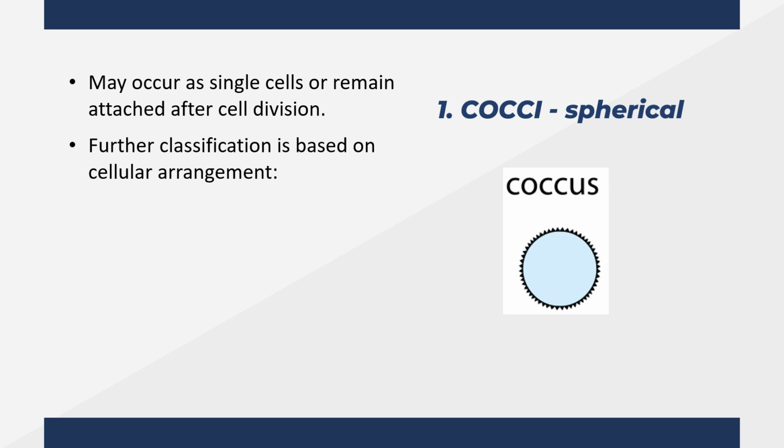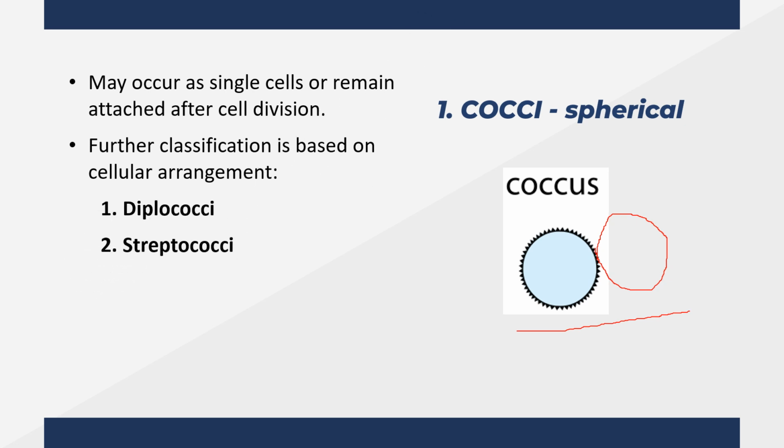a coccus, or after cell division when more than one cells are formed, they may remain attached to each other, and further classification will be on the basis of these kind of cellular arrangement. The first class is diplococci, second is streptococci, third is staphylococci, fourth is tetrads, and finally it is Sarcina.